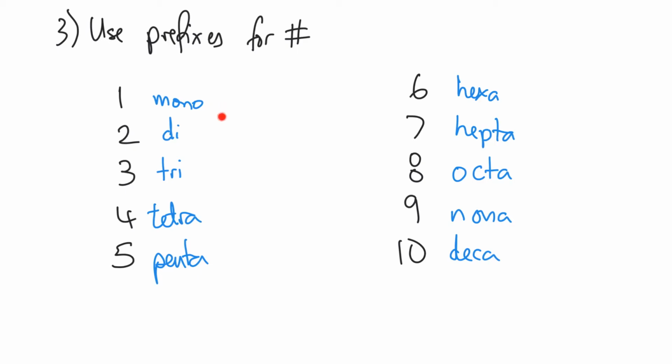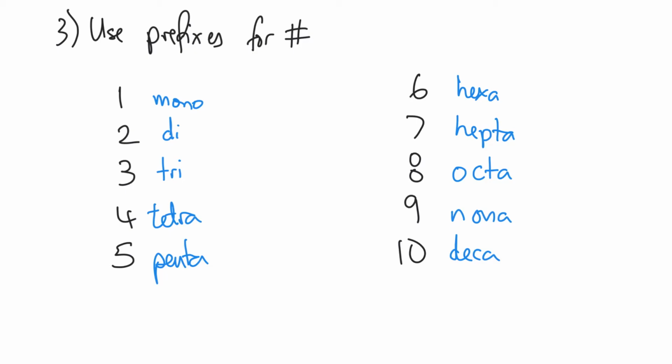In actual fact, you may have seen these before. A monocle has one piece of glass that you look through, right? A hexagon has 6 sides. October, right, used to be the 8th month of the year. Okay, well, it's not anymore. It's the 10th month of the year, but October, November, December used to be the 8th, 9th, and 10th months of the Roman calendar.